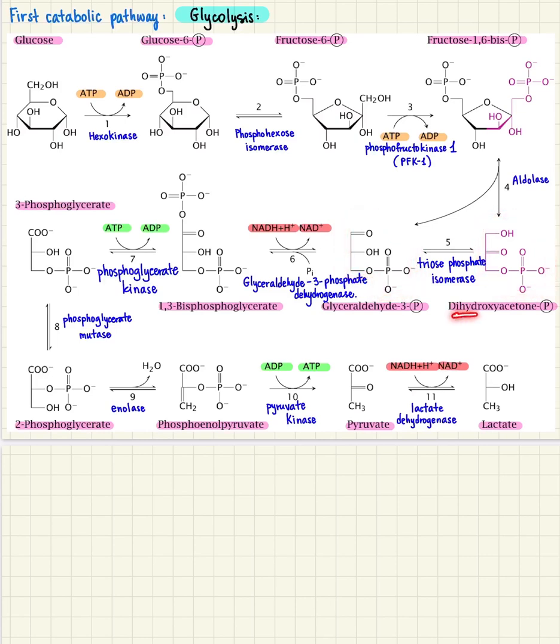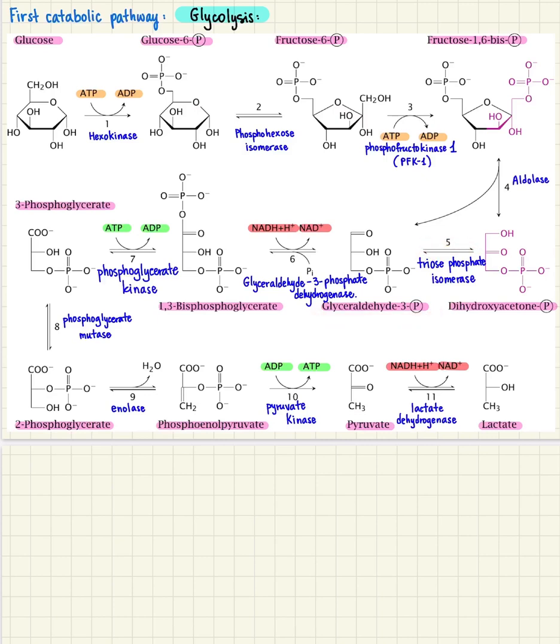We get a dihydroxyacetone phosphate, and we get a glyceraldehyde 3-phosphate. There is an enzyme that is called triose phosphate isomerase, and what this does is it turns dihydroxyacetone phosphate into glyceraldehyde 3-phosphate, and it works in reverse also. But for glycolysis specifically, we want to have glyceraldehyde 3-phosphate to be able to continue the pathway. So some of the dihydroxyacetone phosphate becomes glyceraldehyde 3-phosphate.